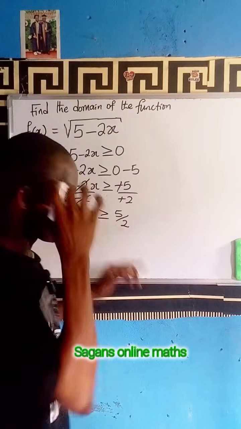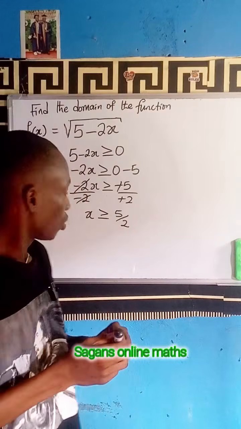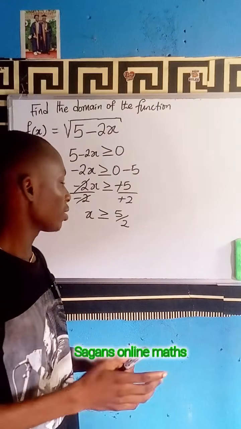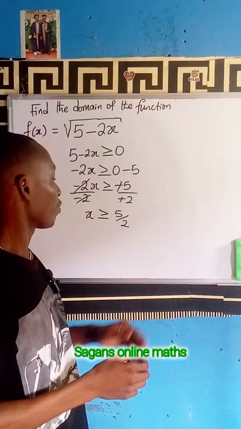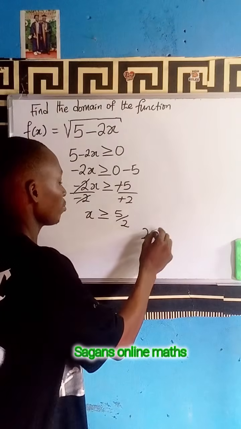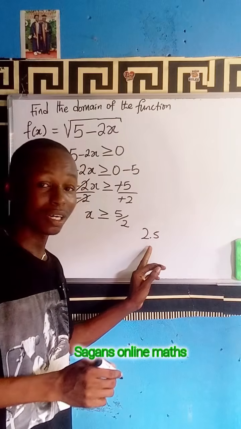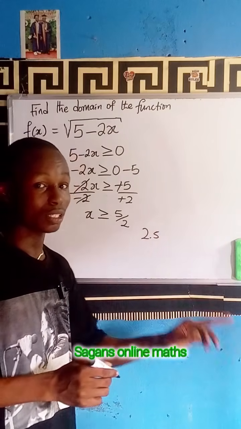So this is one of the domain. Now let me explain something to you. We have 5 divided by 2. You can see that 5 divided by 2 is about 2.5, right? So it's not really near a whole number, because at least we can approximate it to make it 3.0.